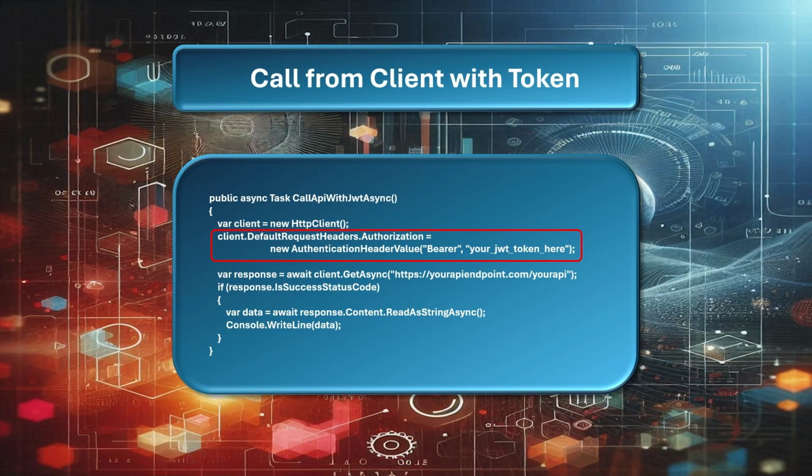To call an endpoint from your client app using the JSON token, you need to add the authorization parameter to the HTTP client's header, and give it the values bearer and the token value.